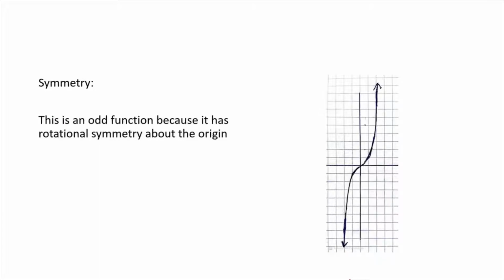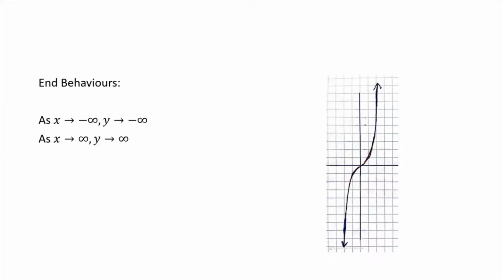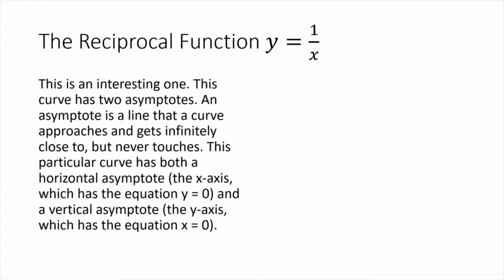Symmetry: this is an odd function because it has rotational symmetry about the origin. This red portion, if I rotate it 180 degrees, will fall exactly on the other side. End behaviors: as x goes to -infinity, so as x goes this way to the far left, y is going down. And as x goes to the far right, y is going up. So our end behaviors are as listed there.